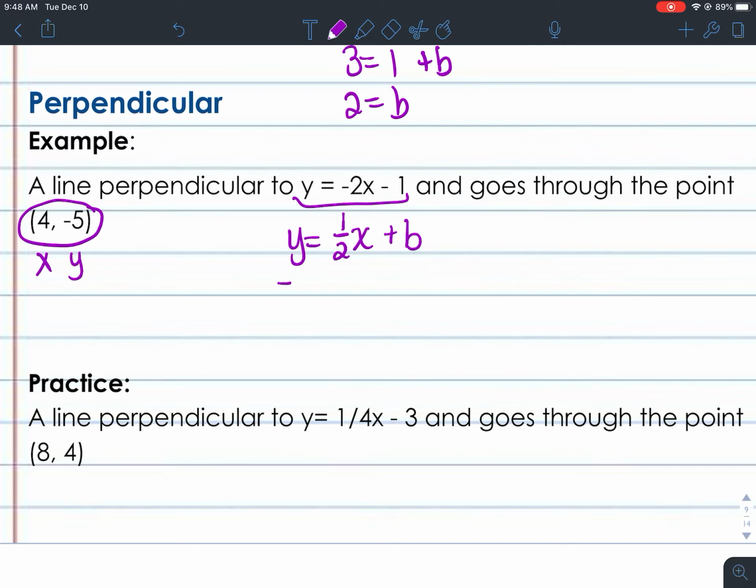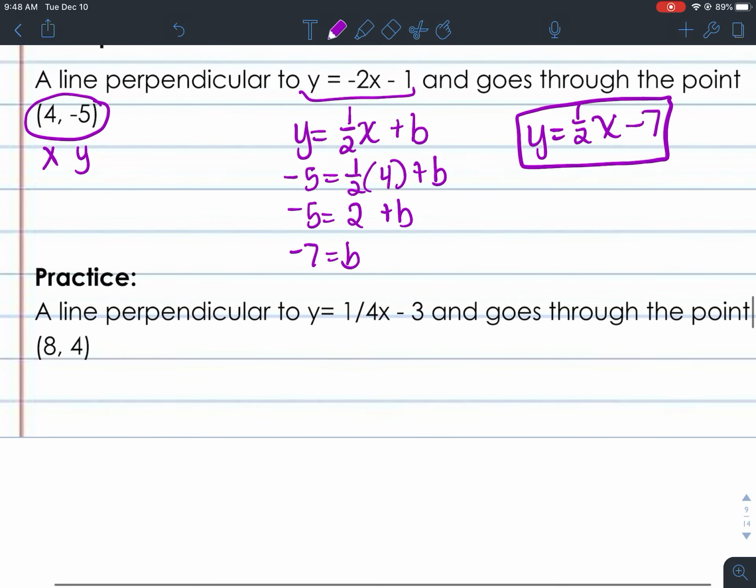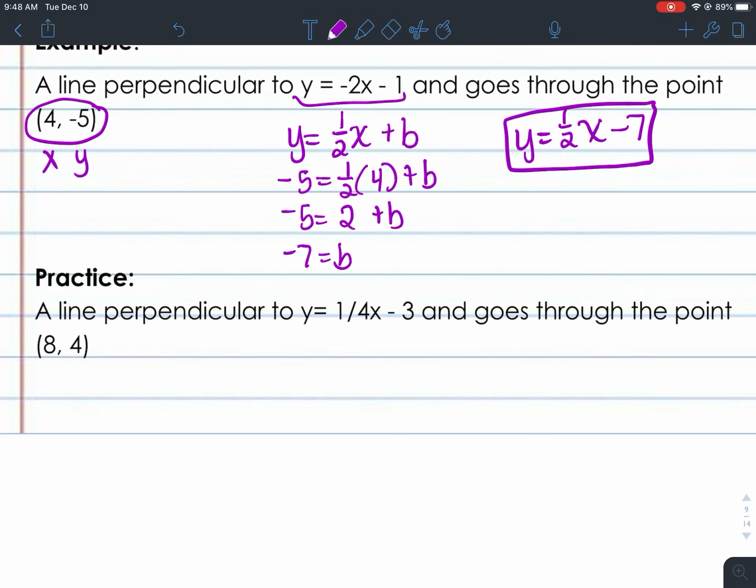So we're going to plug in -5 for y, and then 4 for x. -5 equals 2 plus b, and then we get b equals -7. So your whole equation for your line would be y equals 1/2 x minus 7. And for the second part, if you want to practice this again in your notebook, go ahead and copy it down or fast forward through the video, that'd be a good idea too.